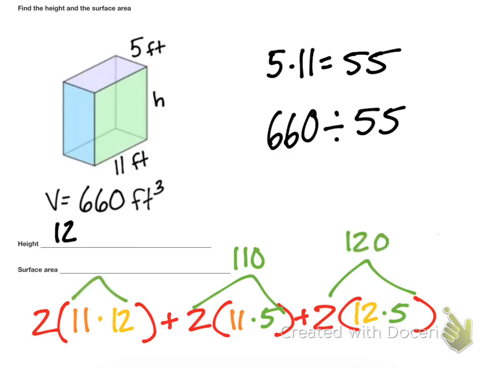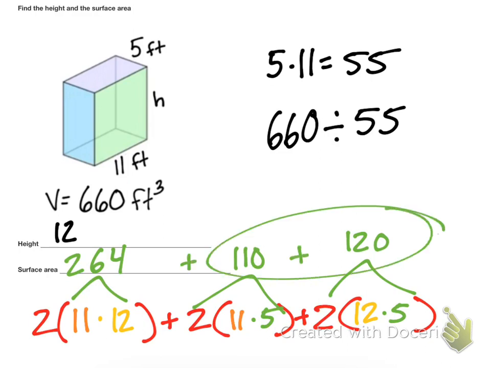11 times 12, 11 times 11 is 121, plus another 11 is 133. Times 2 is 266. So I feel like I'm wrong. Perfect, it's 264. I was wrong. Thank you so much, Emmett. 11 times 12 is 132. Times 2 is 264. Excellent.